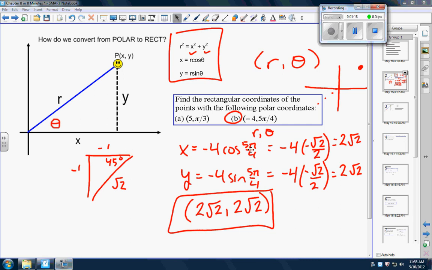So we draw a triangle at 5 pi over 4. Cosine and sine are the same things at 45s. Taking care of the signs, both these come out positive. 2 square roots of 2, 2 square roots of 2, there's your x and your y. The reason that works is if you were to plot this, 5 pi over 4 takes you here, the negative radius bounces you back to quadrant 1, so both things can be positive.